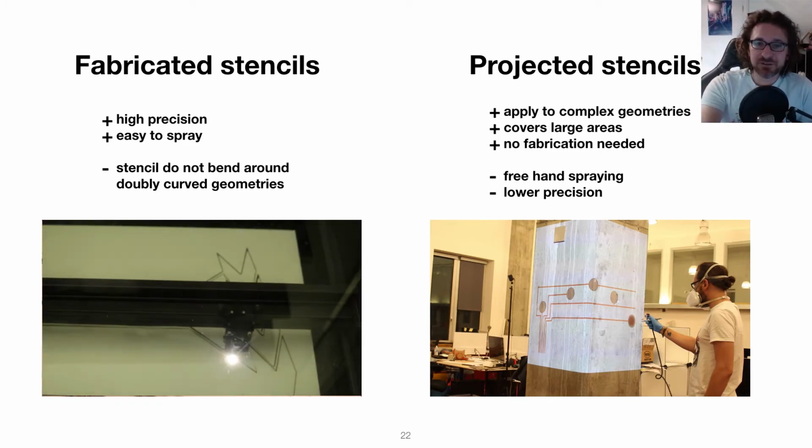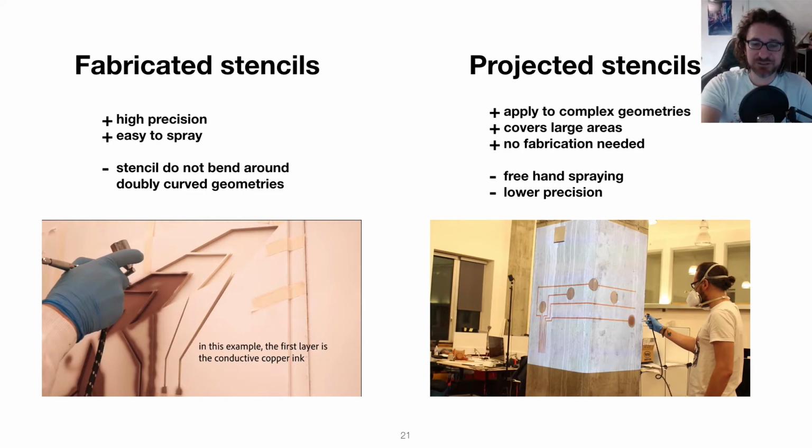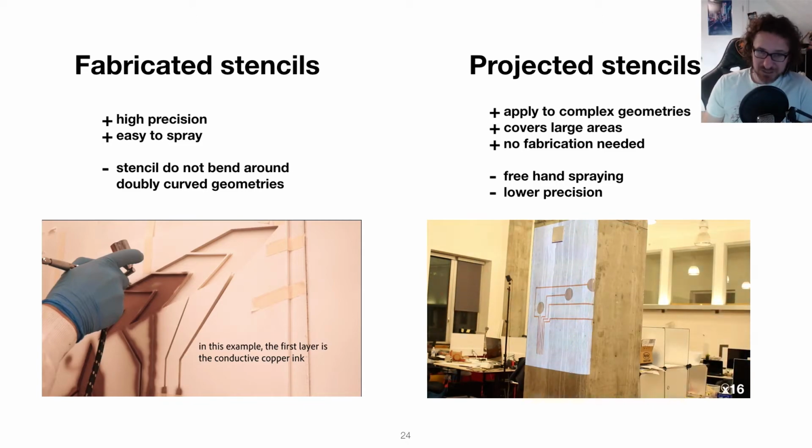On the other hand, we support projected stencils, and these are particularly useful in situations where you have a more complex geometry, or objects that are much larger. They also bring the additional feature that you don't have to fabricate any stencil, because you just have to project it on the surface of the object. What Blender needs here is just the location and the orientation of the projector, and then you can start directly. This comes, of course, with a disadvantage: you now just have a guideline where to spray, but you still have to spray freehand. So it usually comes with slightly lower precision.